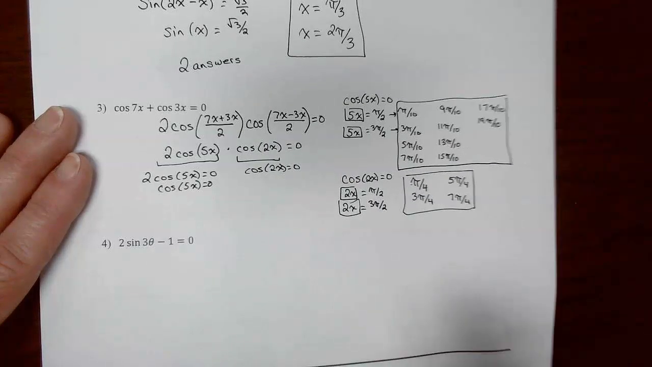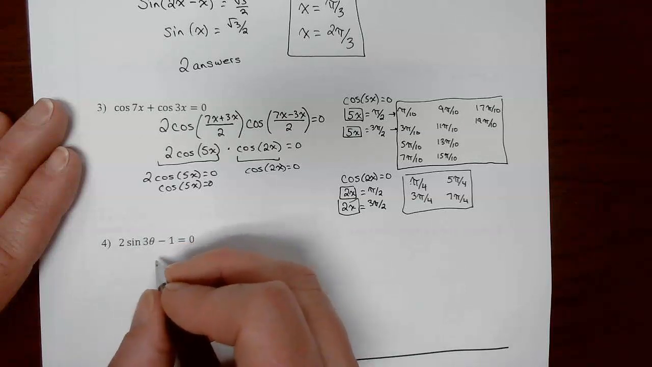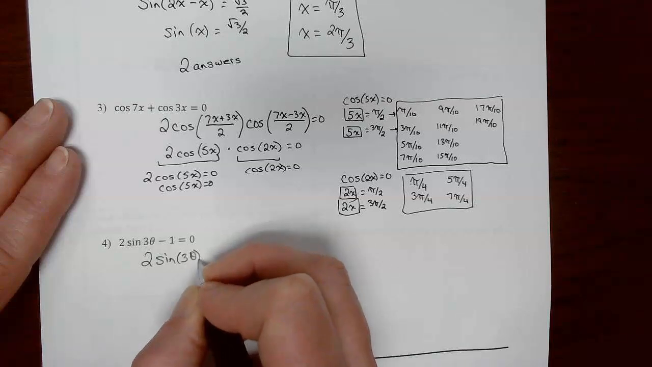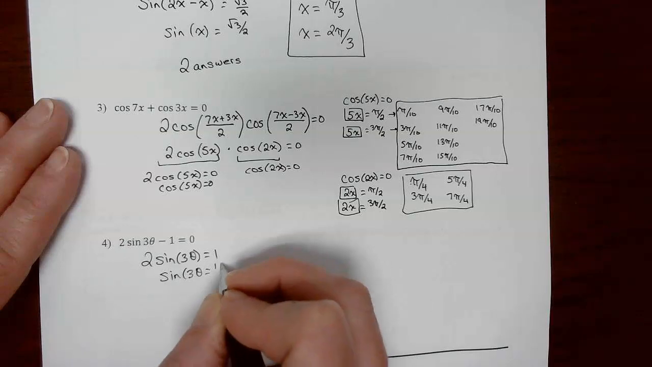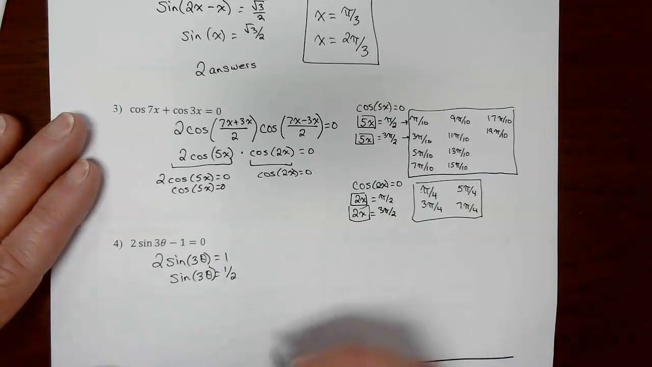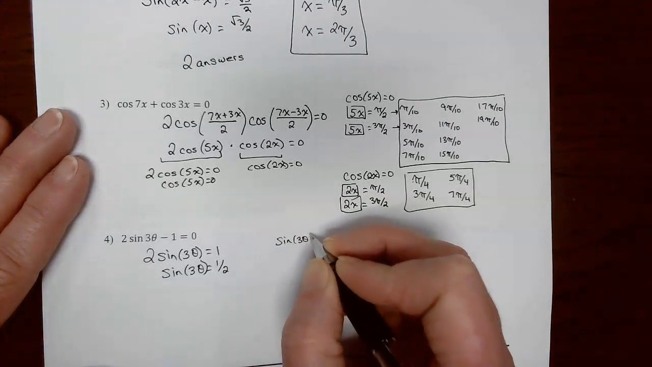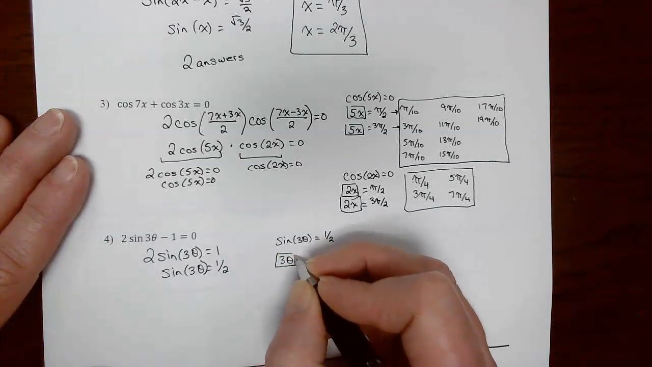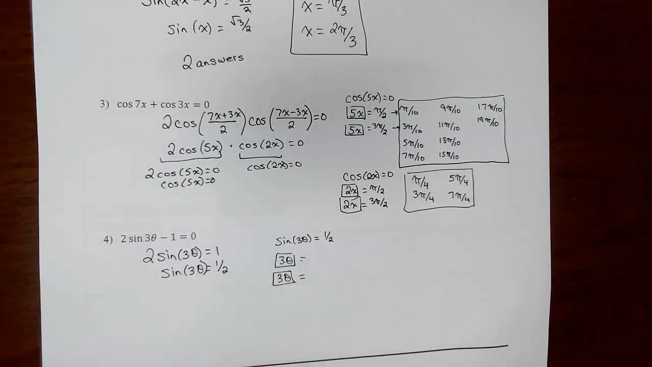Two sine of 3 theta minus 1. Okay, so I'm going to get sine by itself. I'm going to add 1 over. And now I'm looking for when sine is 1/2. So sine of 3 theta equals 1/2. I'm going to take 3 theta and set it equal to the ones from the unit circle.